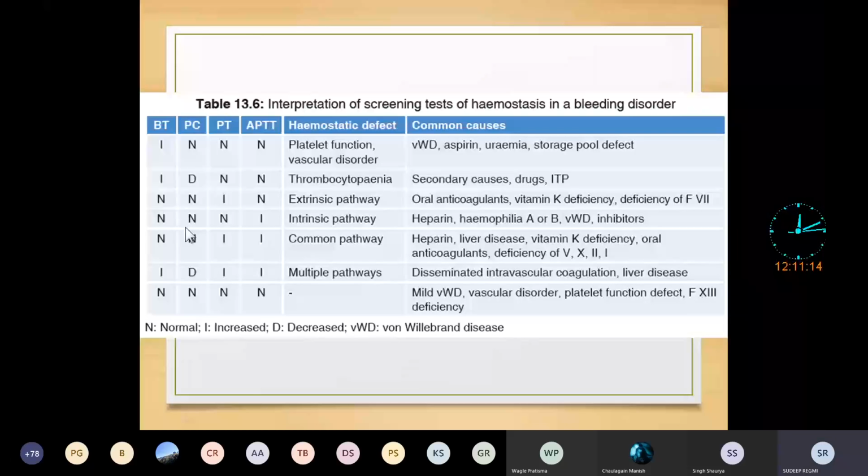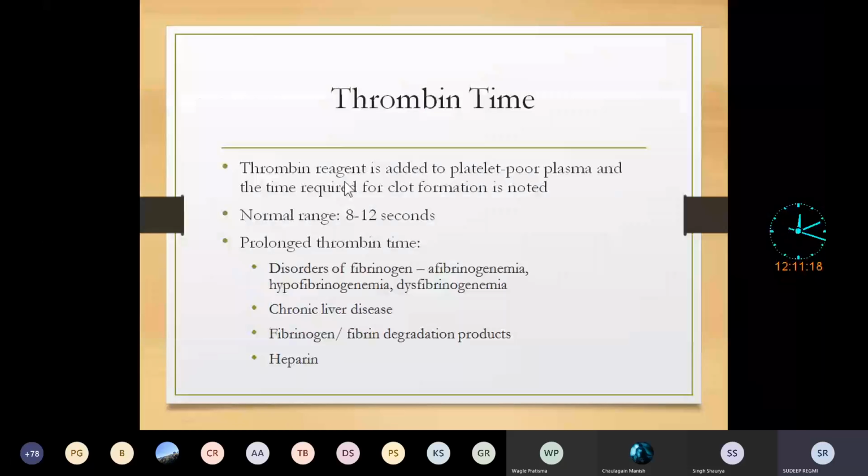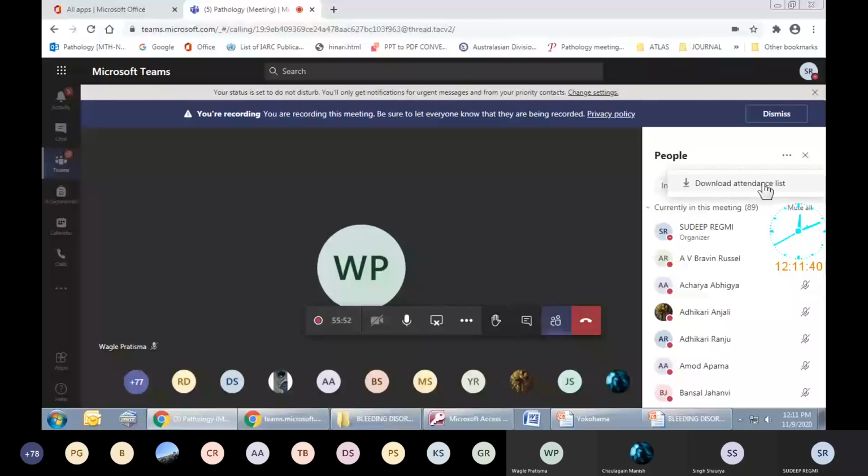Okay, any problem with bleeding time, clotting time, prothrombin time, and activated partial thromboplastin time? Any problem, class? No, sir. Okay. If no problem, then I think we should stop here.